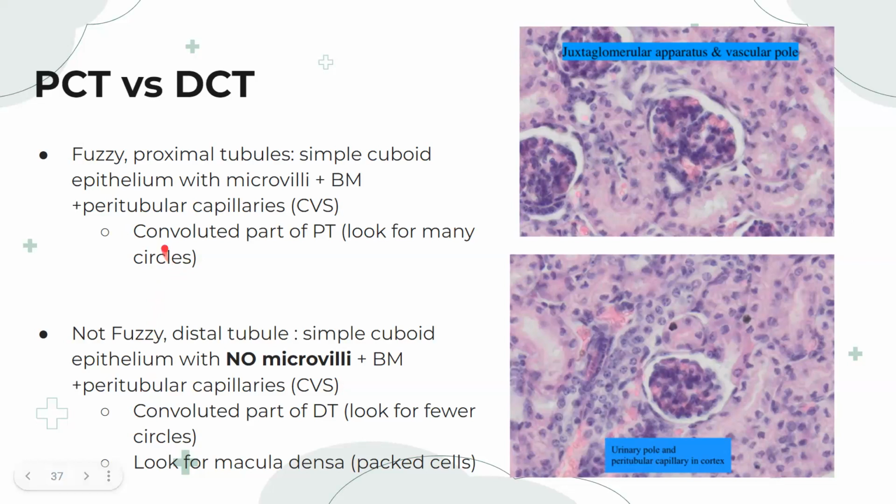All right. The convoluted part of the proximal tubule has many circles, whereas the convoluted part of the distal tubule has fewer circles. And then, of course, the DCT actually forms the macula densa as well, and those are super packed cells. This is one example of a macula densa.